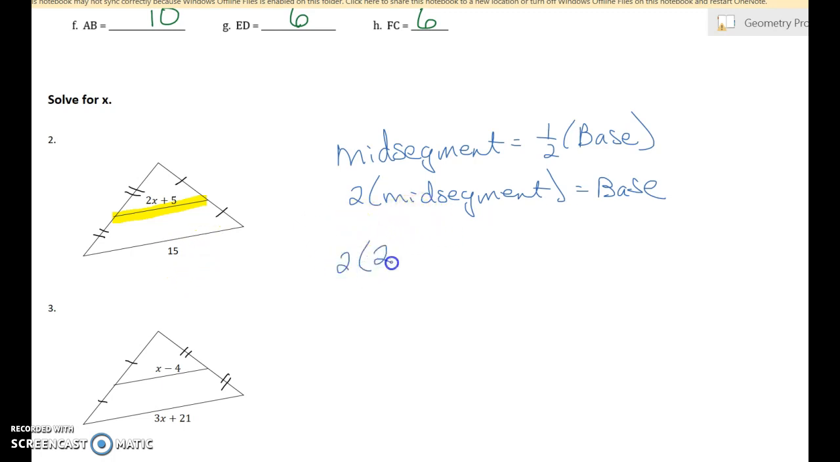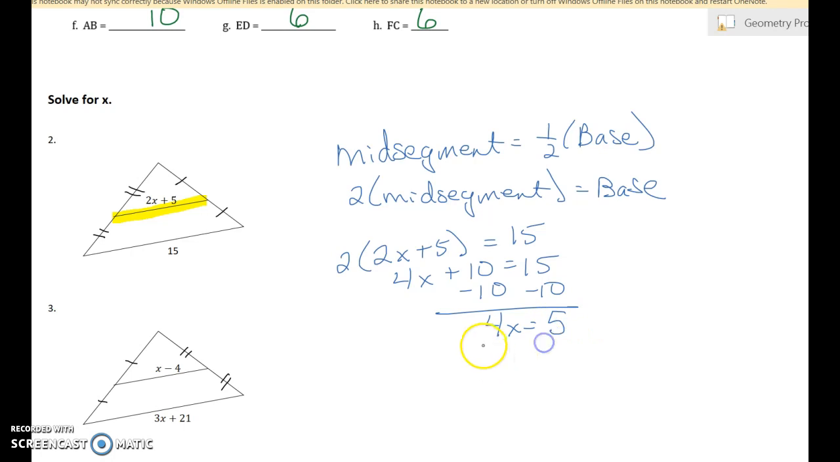I have 2 mid-segments, and it's going to equal the base. So I distribute my 2. I minus my 10. Oops, that's not 15. 5, and I divide by 4. So my x is 5 over 4. It's still a fraction or decimal, but a little easier to deal with. Again, I did 2 mid-segments equal the base. If you had done mid-segment equals half the base, you would have gotten the same answer, but it would have been a little more difficult working with fractions.